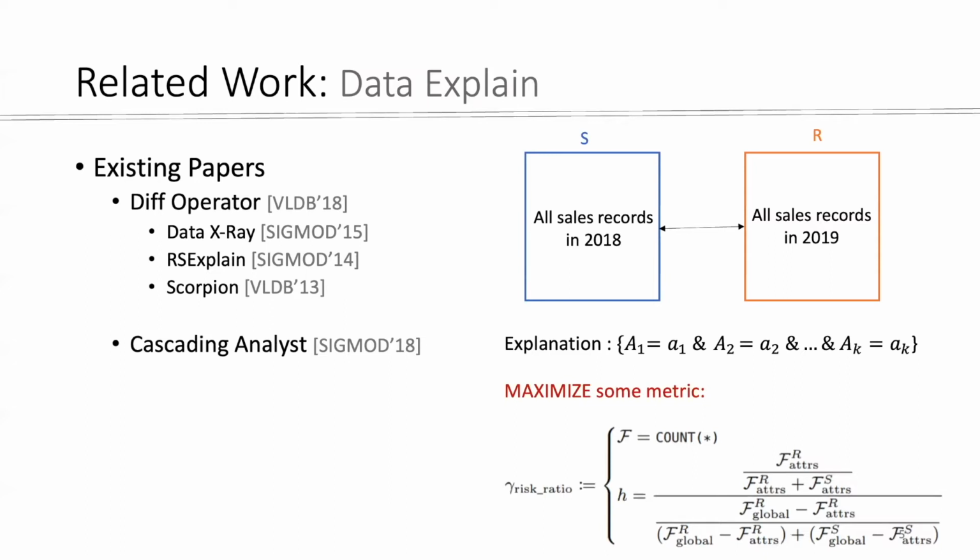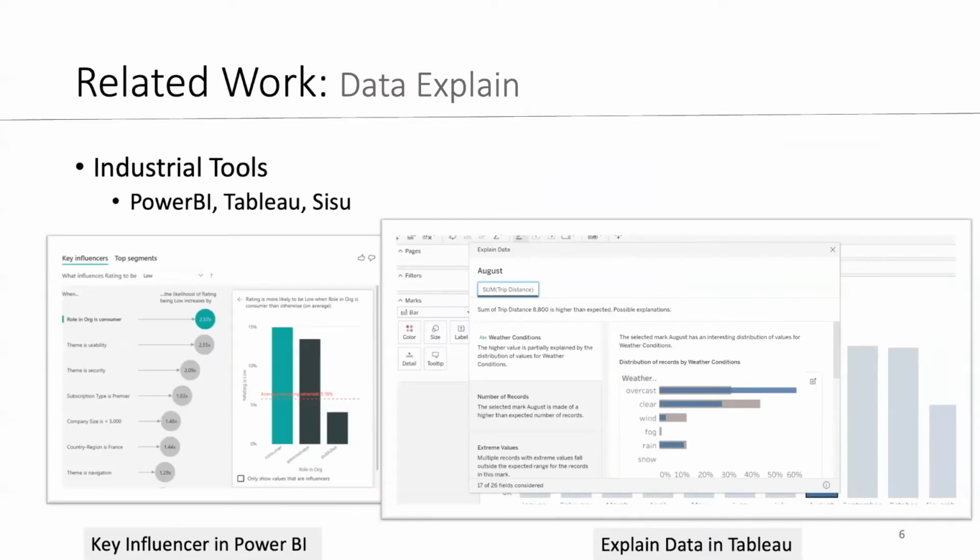This is one example, risk ratio, which means to find the explanation that appears many more times in the R dataset than the S dataset. Cascading analysis is similar, but the only difference is that it needs to find at most k non-overlapping predicates. There are also some data explanation features in industry tools.